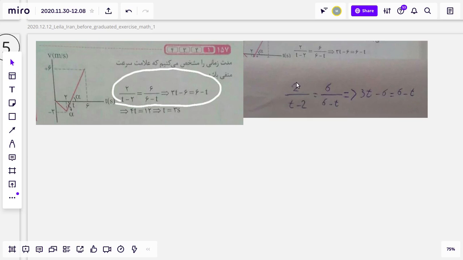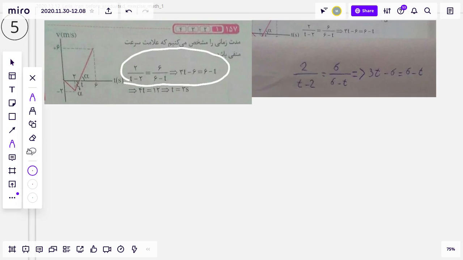As I understand, this ratio, 2 versus 2 minus time minus 2, means the tangent of angle alpha.